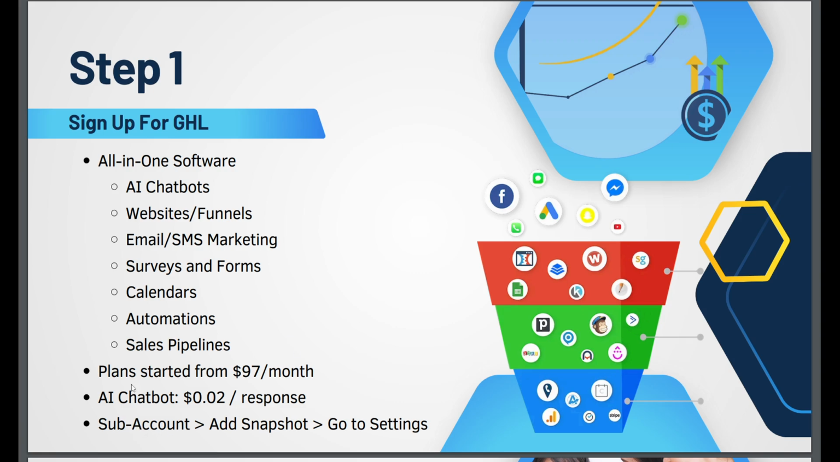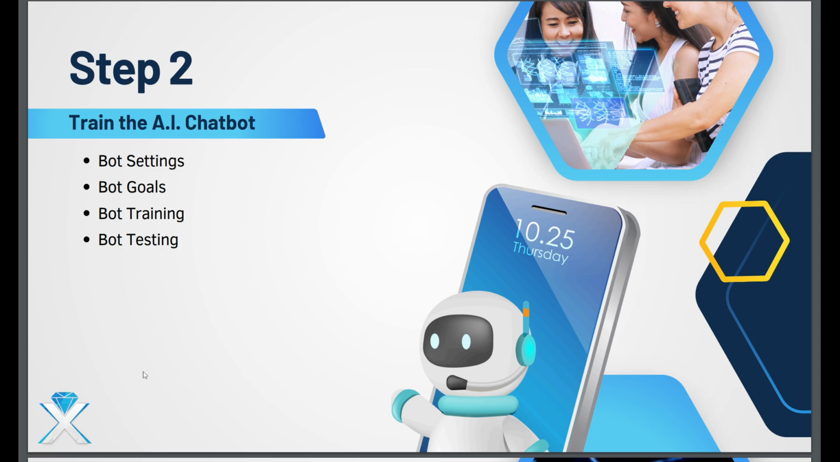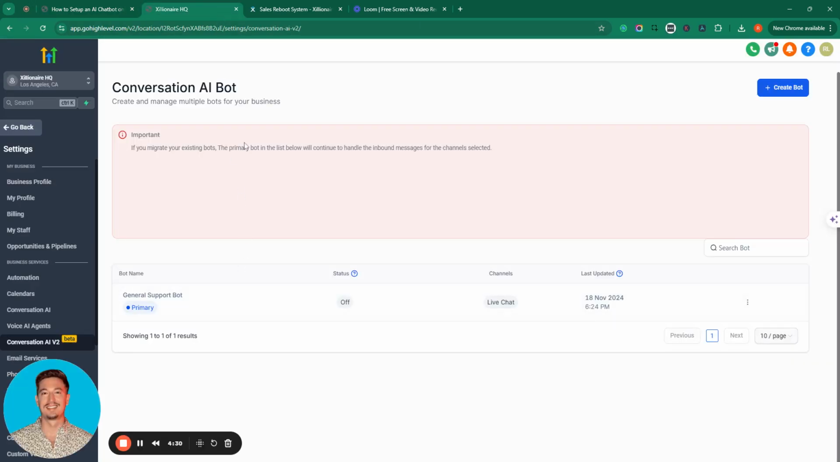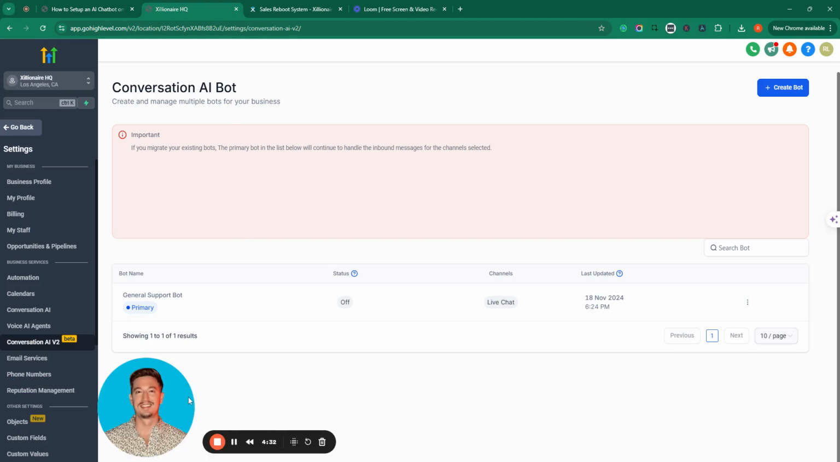But once you sign up for the account, you just want to set up a sub account. You want to add a snapshot, and then you want to go to the settings. So I'm going to go ahead and start sharing my screen now to show you exactly how we want to go ahead and set up that AI chatbot, which are going to be these 4 elements: the bot settings, the bot goals, the training, and the testing. So let's go ahead and jump in to the tool here, which is GoHighLevel.